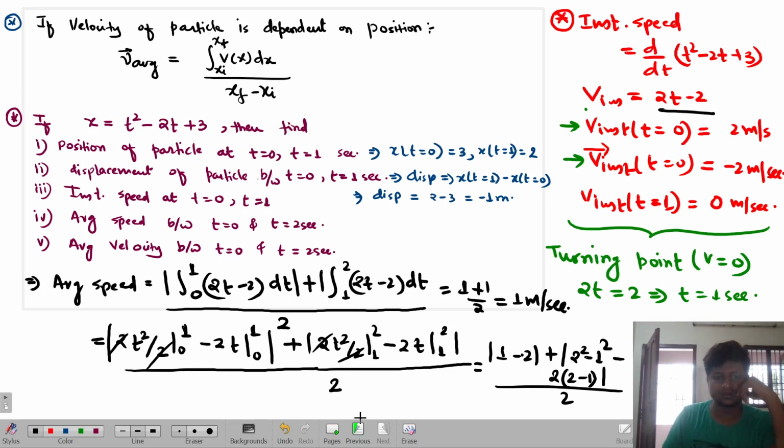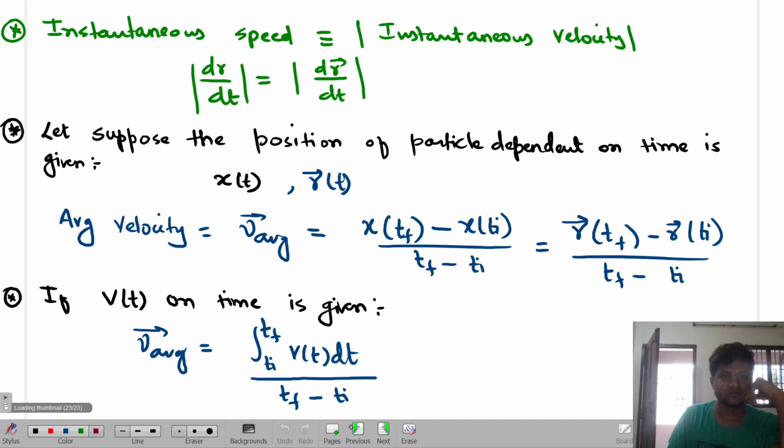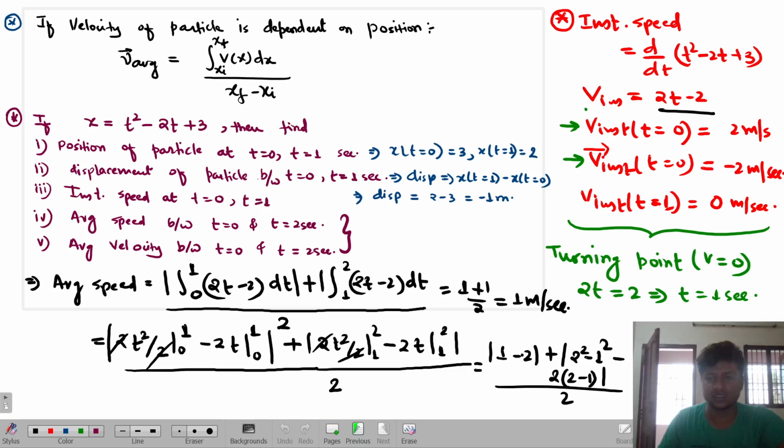Okay. So this was all about finding the average speed. Average velocity पूछ रहा है तो ध्यान से देखो. Between t is equal to 0 to t is equal to 2 सेकेंड, तो हम क्या लगाएंगे एवरेज वेलोसिटी के लिए? एवरेज वेलोसिटी, अगर पोजीशन डिपेंडेंट ऑन टाइम है तो x एट t फाइनल माइनस x एट t इनिशियल डिवाइड बाय t फाइनल माइनस t इनिशियल. ये लगा दो.